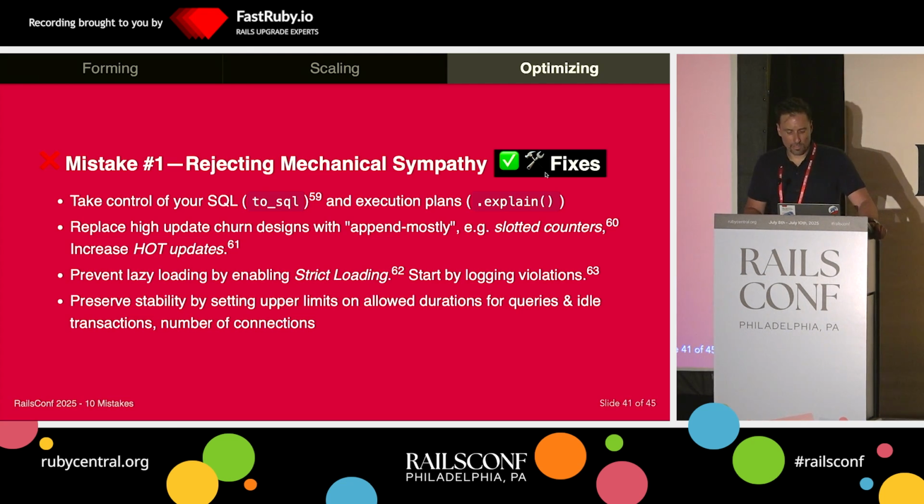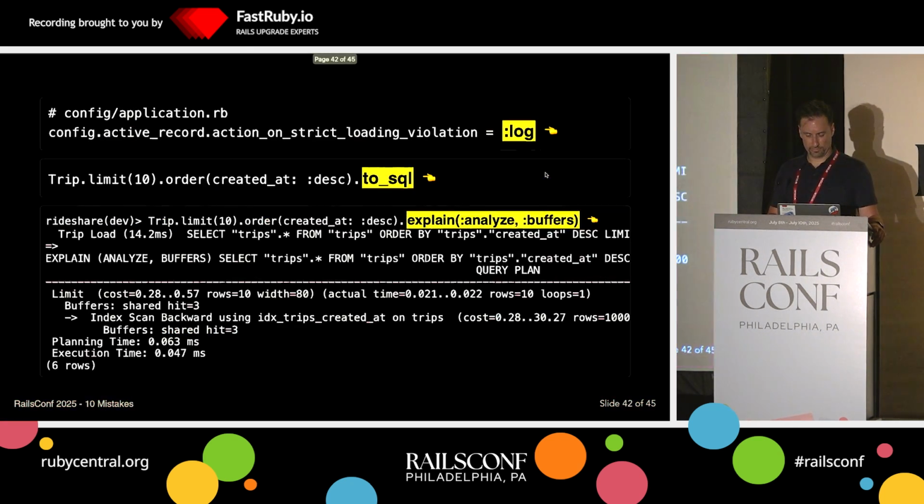And then on the Rails side, we can prevent lazy loading by using the strict loading feature, which is relatively new. If you're not using that, you could start by logging violations, where you haven't enabled strict loading, which would raise exceptions, but you just log violations. And then lastly, we can preserve our system stability by setting some limits. This is going to be through different timeout parameters. We can set max reasonable durations for our queries, the length of our idle transactions, and our number of connections.